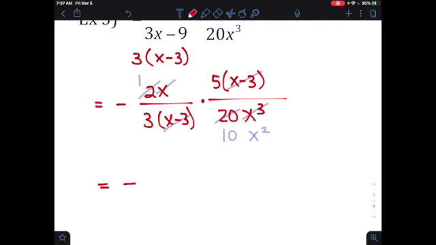Because I have nothing else to be canceled. So that's 1 times 5, that's just 5 on top. On the bottom, I have a 3, and when we have a 10, so that's going to be 30. And then you have x squared. Oh, look, we can also still cancel something.